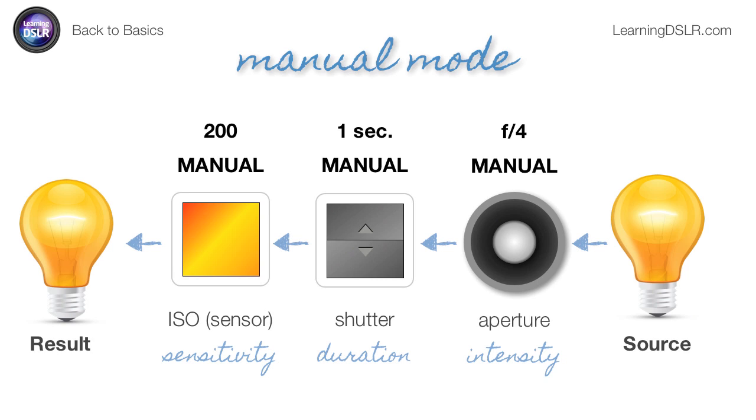What's really great about manual mode is that once you do have it set for a particular scene, you don't have to change the values, and you can continually take shots and get great consistency from one photo to the next.